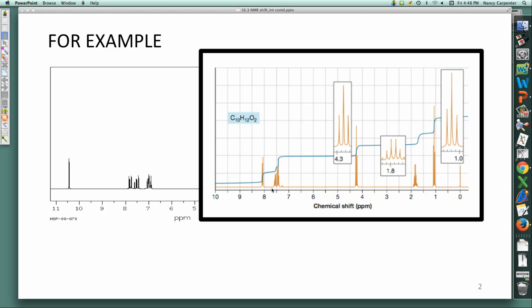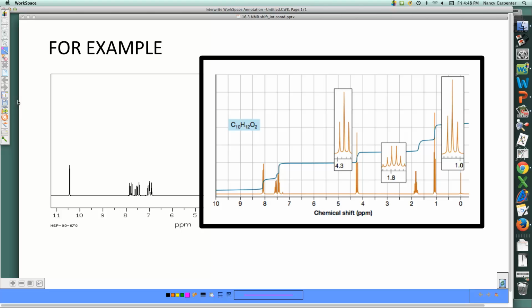Looking at this more complicated spectrum, what's up with all this blue line stuff? It's kind of messing up my spectrum. What does it mean? Well, those are the integrals, and the integrals are incredibly valuable pieces of information that unfortunately many an O-Chem student has a tendency to ignore.